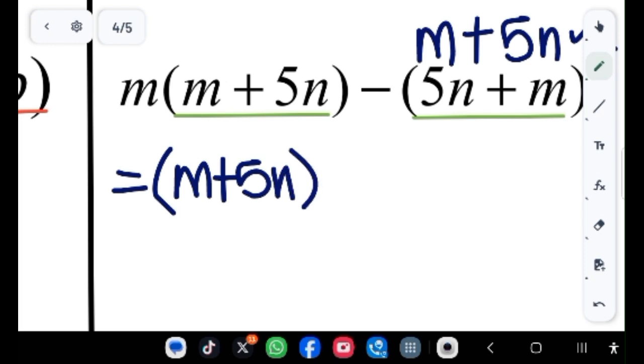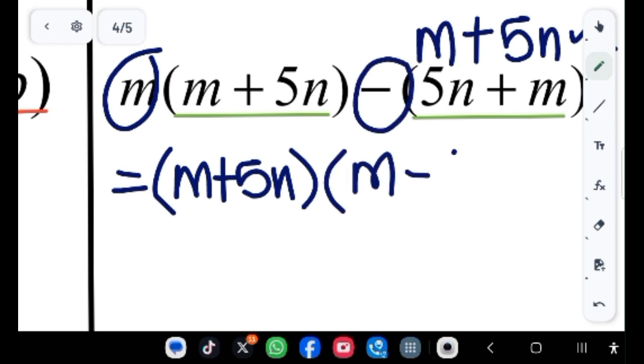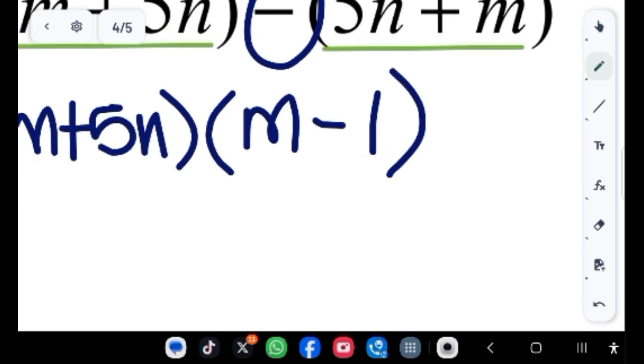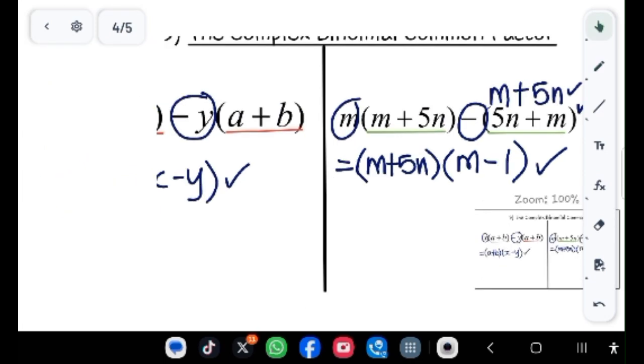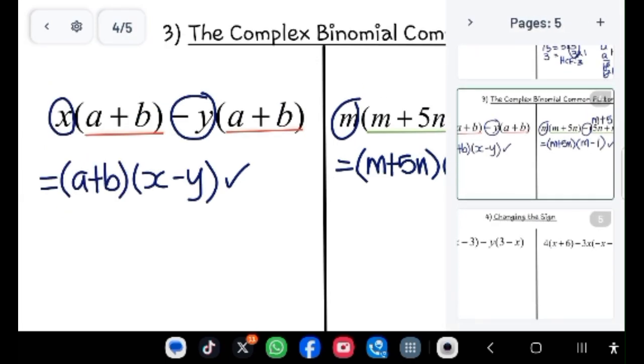Now, what do we have left? We've got m over here. And over here, we just simply have negative 1. So that's what you write that as, and that is your answer. That's how you factorize that.